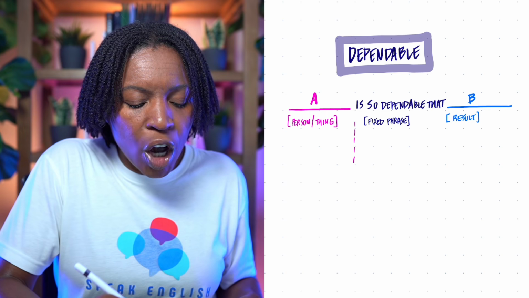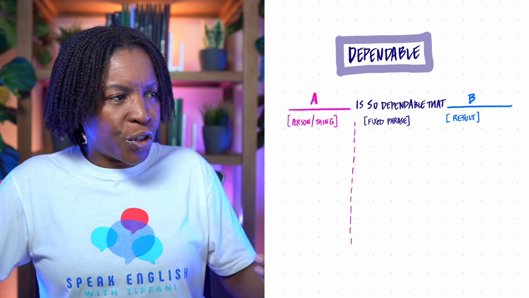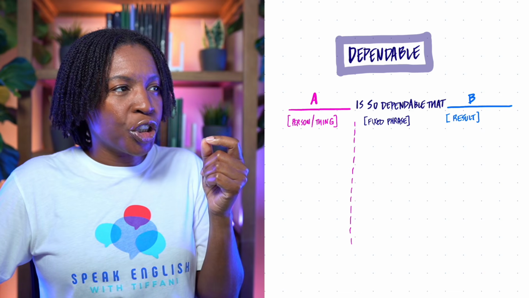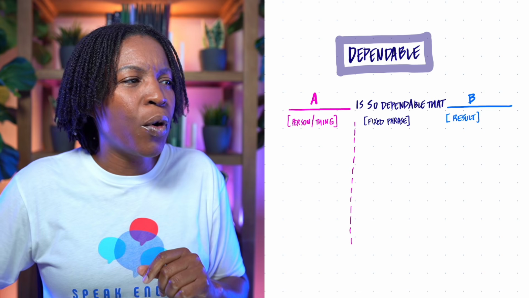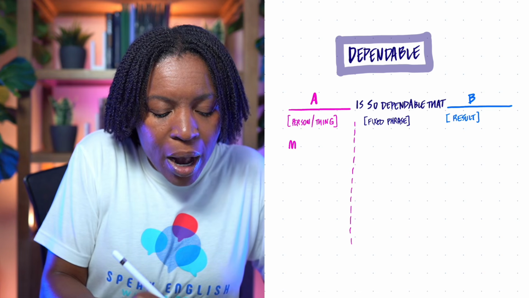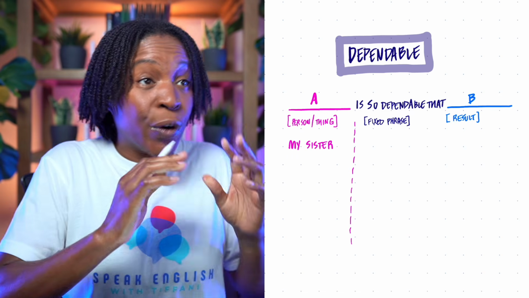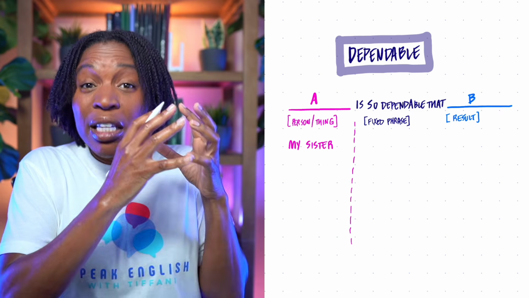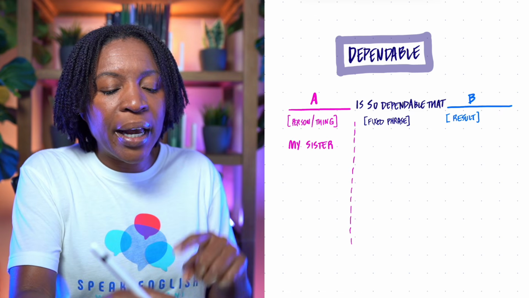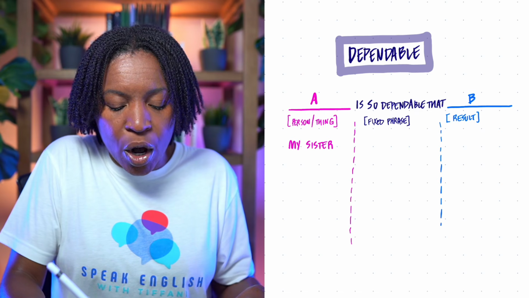So let's start by giving our first example of a person, using this sentence structure. Let's say, for example, we have this individual, my sister. So I can write my sister because she is a person, right? For my first example, my sister, then the middle portion is a fixed phrase. My sister is so dependable that. Now I have to give letter B, or the result.